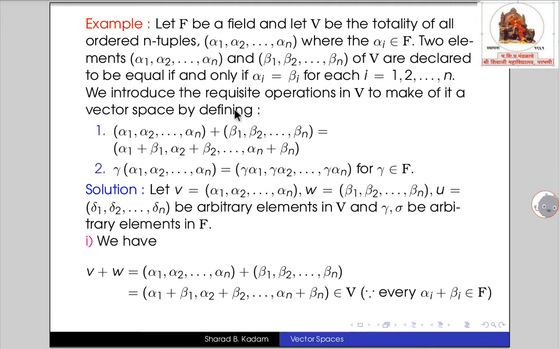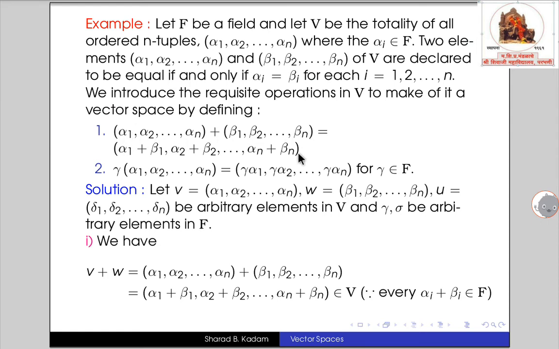Now we have these two binary operations. So we introduce two binary operations. In brackets, alpha 1, alpha 2, alpha n plus beta 1, beta 2 up to beta n equals, in brackets, alpha 1 plus beta 1 comma alpha 2 plus beta 2 comma so on, alpha n plus beta n. So this is vector addition. This is a vector and this is also a vector. So we add a vector with a vector. That is why it is called vector addition.